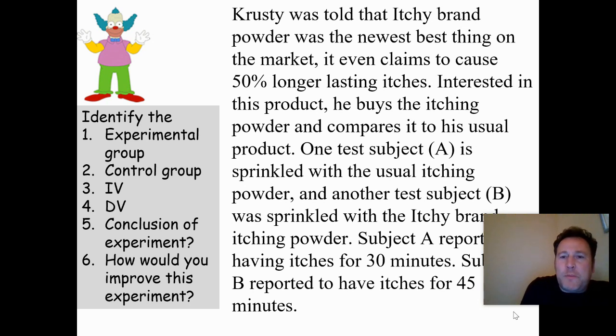The independent variable would be the Itchy Brand powder, the new powder, the one that subject B received. The dependent variable would be what you are measuring. What are we measuring? The time of the itches. Conclusion? Well, the hypothesis was that Krusty claimed the Itchy Brand powder would last 50% longer. And the results said that subject B had 45 minutes and subject A had 30 minutes of itching. So I would say, yes, the powder works 50% longer.